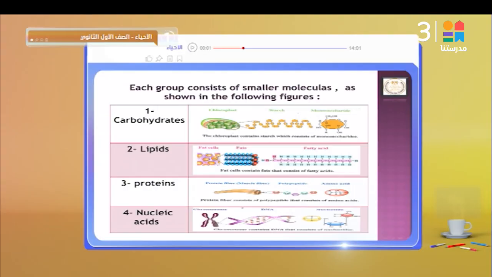Glycerol is an alcohol consisting of 3 hydroxyl groups: OH, OH, OH. Protein is a biological macromolecule. Its small molecules are amino acids, the main component in the structure of proteins. Fourth, nucleic acid consists of nucleotides, which enter the structure of the nucleic acid.